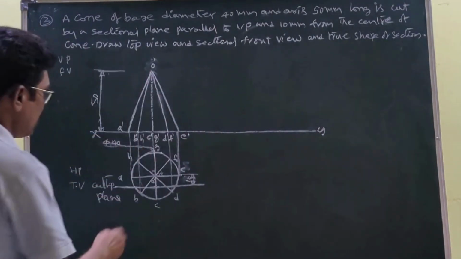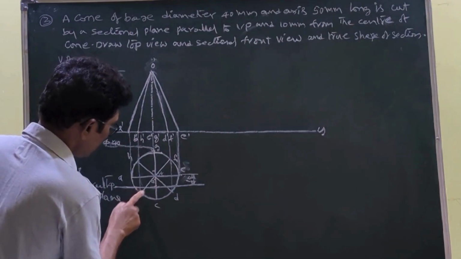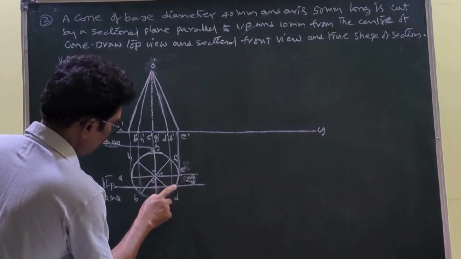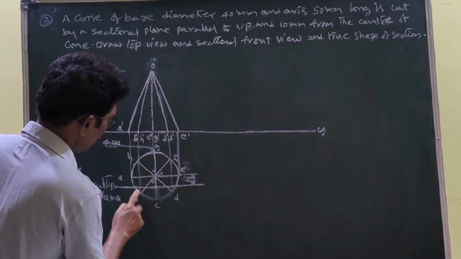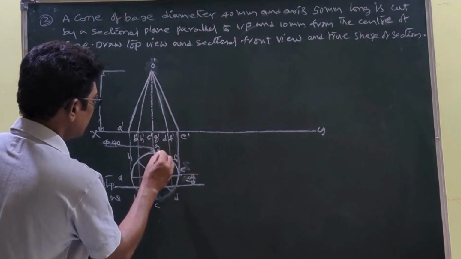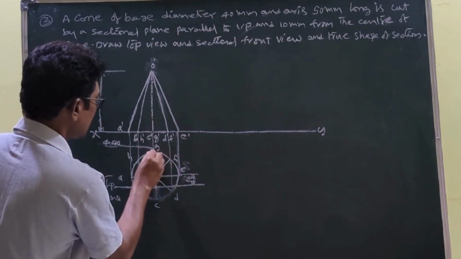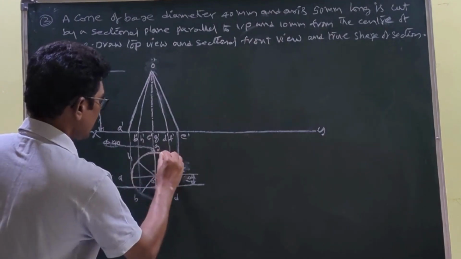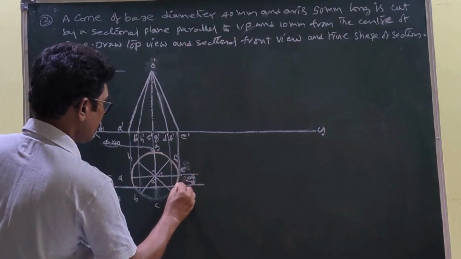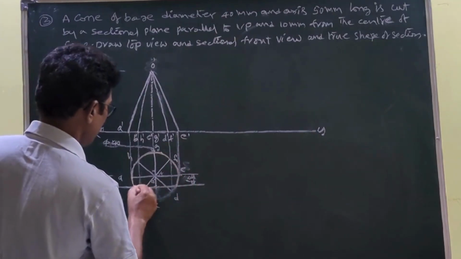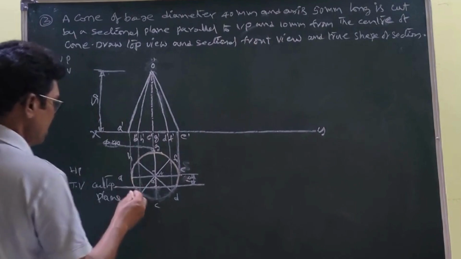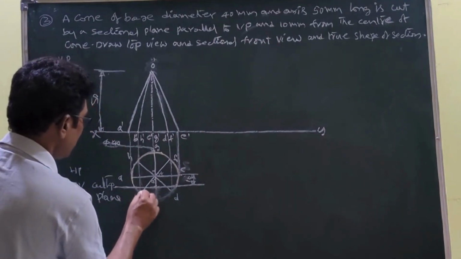If you remove this one, this is the light line. So this is the top view. Okay, this is the cutting plane. From this we can develop the top view, front view. Let us see how to develop the front view.